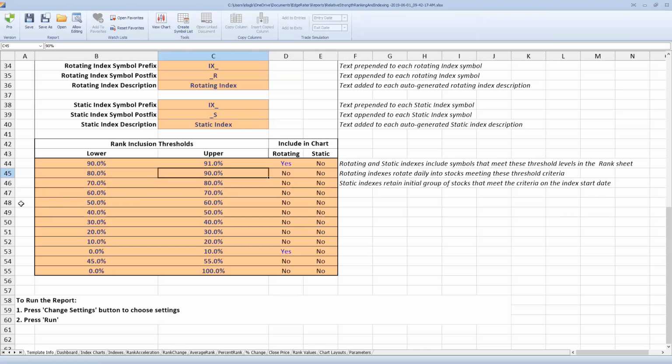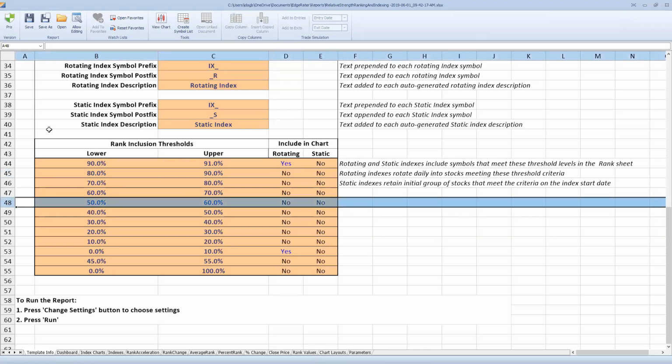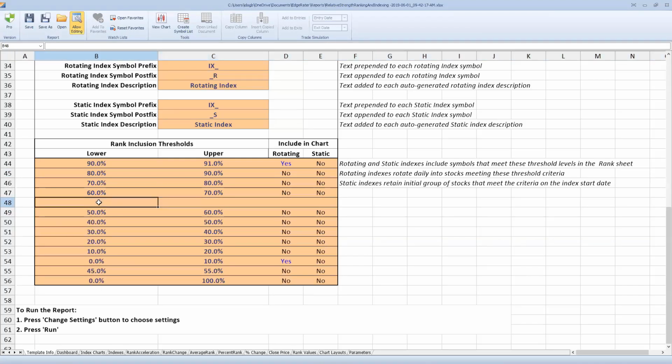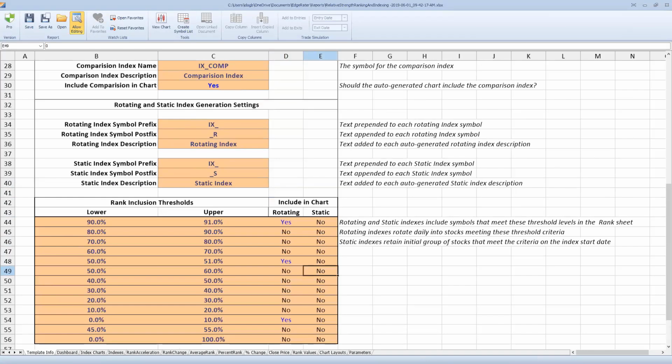You can also add areas into this if you like. You'd have to allow editing on this template, but you could say insert a row, and then you could add your own threshold level in here, say 50 to 51%. And that should be included in the chart. So you could do things like that. Yes, it's completely configurable.